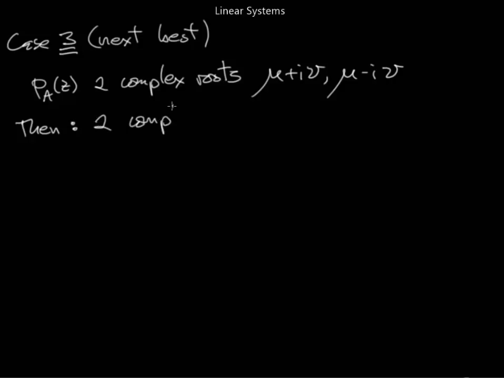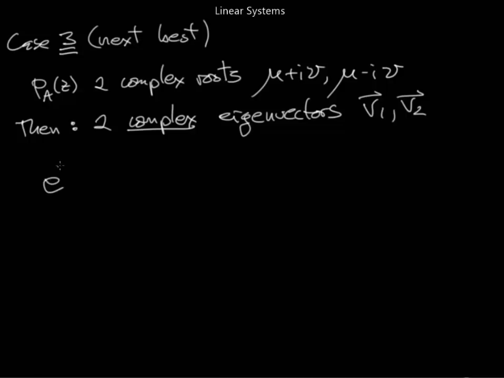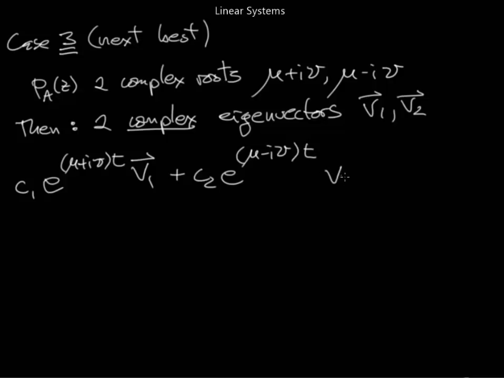And so as long as you don't mind working with complex numbers, you can get a perfectly good solution to the equation, just the same formula. It's e to the mu plus i nu times t times v1, plus e to the mu minus i nu times t times v2. And v1 and v2 are complex vectors, and c1 and c2 are complex numbers, and so on.